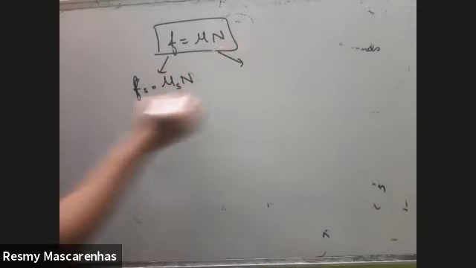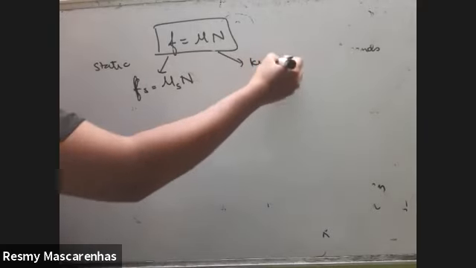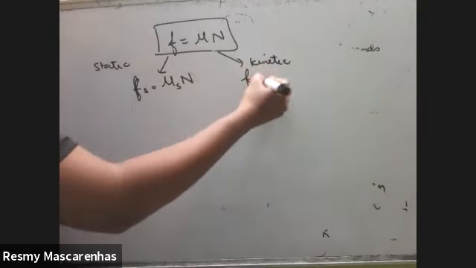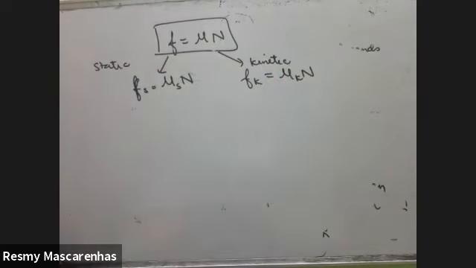If we are finding this for static, it is f of s. For kinetic, it will be f of k. So you have to see what you have to calculate, and based on that, you have to change the letter. In case we have to calculate this.